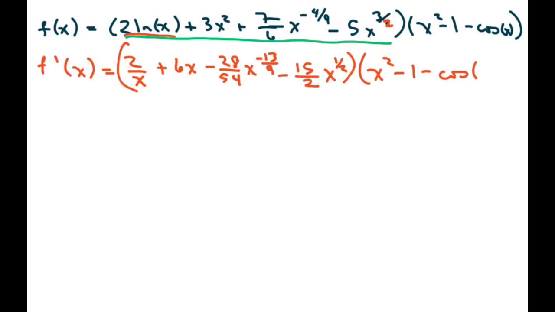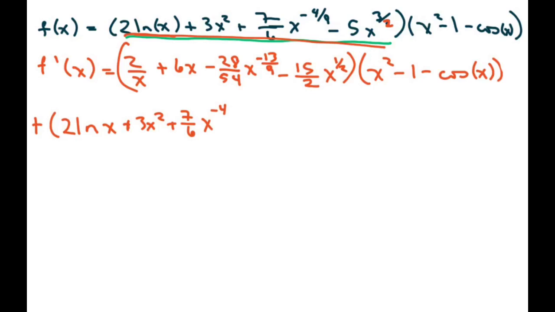So you just copy that part down. Then you add it to the derivative of, you just copy this function down, so let's copy him down. I'll put the plus here instead of here. I don't like it there. Alright. Plus 3x squared plus 7 over 6x to the negative 4/9 minus 5x to the 3/2.